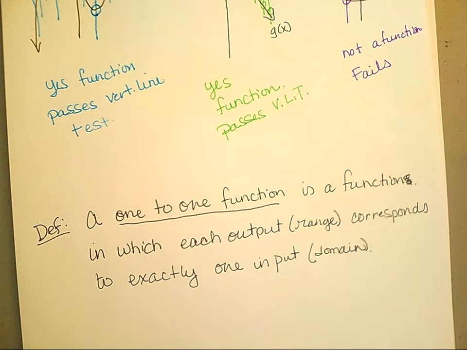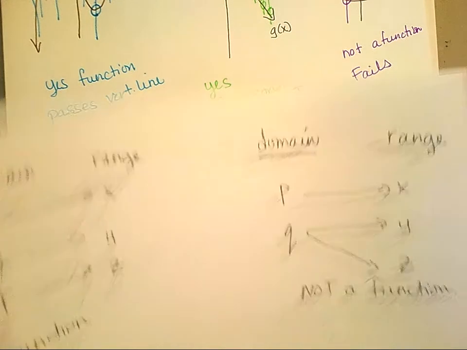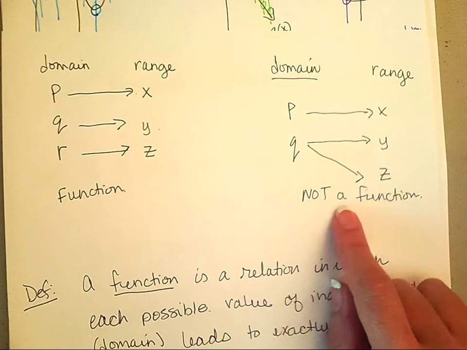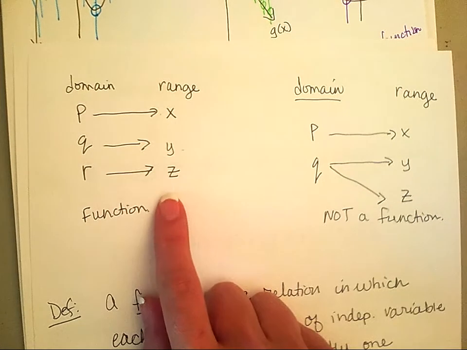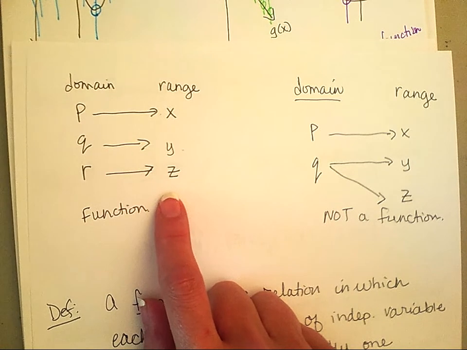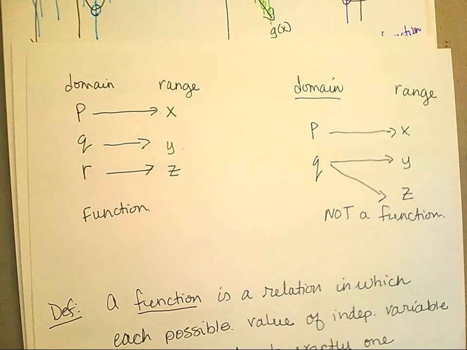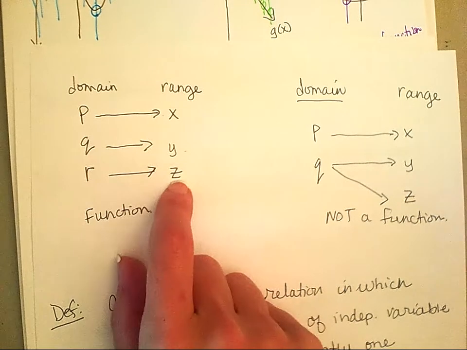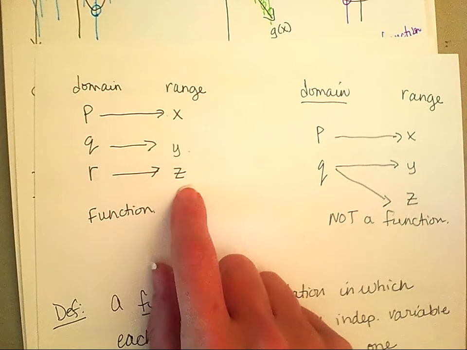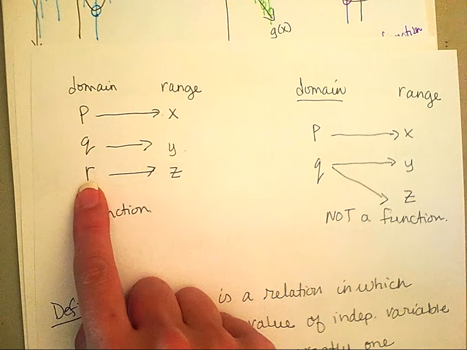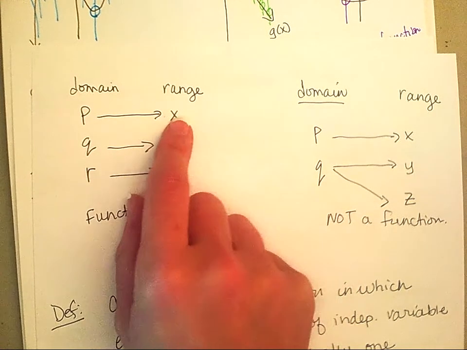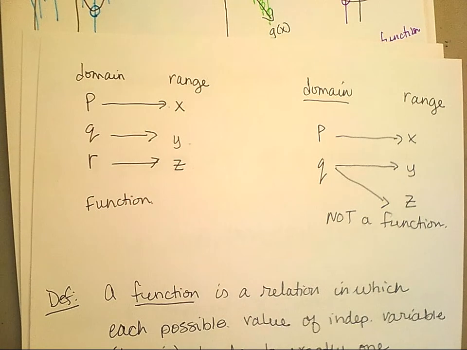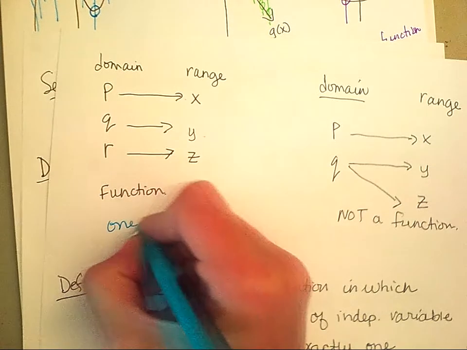So let's go back and look at our mappings that we had before. From here, this isn't even a function, so it's not going to be one-to-one. What about here? Remember, to be one-to-one, we look at the range first, and we're wondering, if this was our output, what got me there? If I'm at Z, it's very clear that I came from R. If I'm at Y, it's very clear I came from Q. And if I'm at X, it's very clear I came from P. So this also happens to be one-to-one.